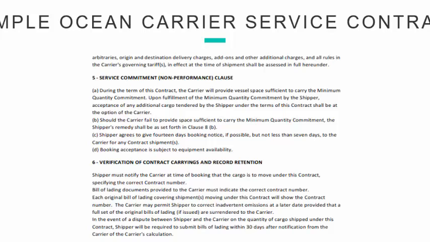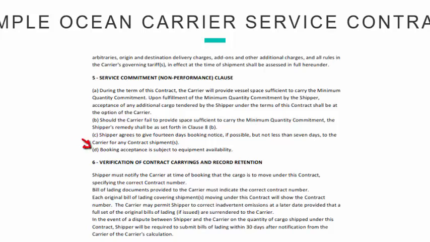Here's another important one, C. The shipper agrees to give 14 days booking notice, if possible, but not less than 7 days. That hopefully electronic booking, made by the U.S. importer's vendor overseas, it's a contractual thing. At the very least, 7 days in advance. Vendors overseas need to know that.